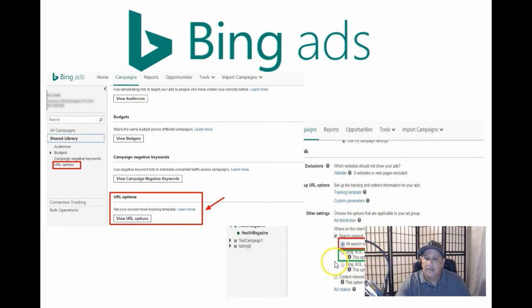As I mentioned, when we were talking about Bing earlier, you got all those different searches like AOL and Bing and Yahoo and all that. You would choose where you would want your ad, and typically most people would choose all of them so you can get the most bang for your buck. And then we have what we were talking about earlier.